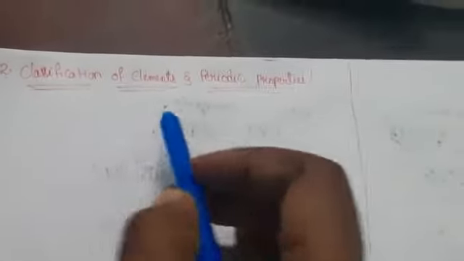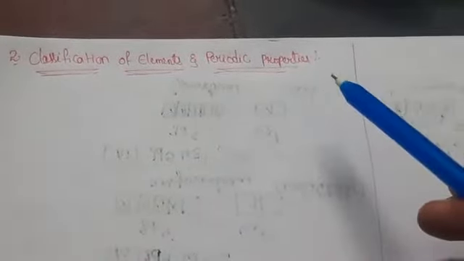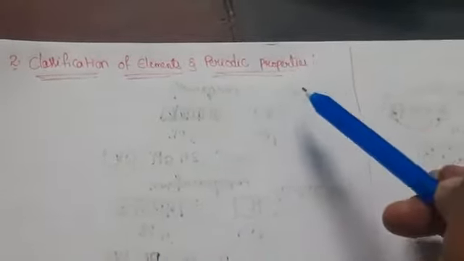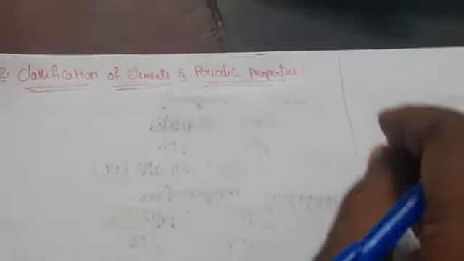Hello students, let us discuss our next lesson, that is classification of elements and periodic properties. Generally, in a periodic table we have different types of elements, and each element is going to have different types of properties. We have groups and periods, and in those groups and periods we also have elements.